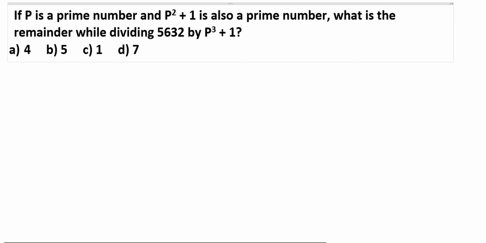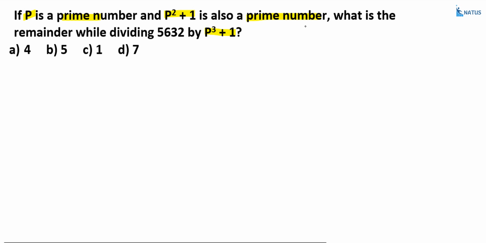First one, if P is a prime number and P square plus 1 is also a prime number, what is the remainder while dividing 5632 by P cube plus 1? Here it is clearly mentioned P square plus 1 is also a prime number.